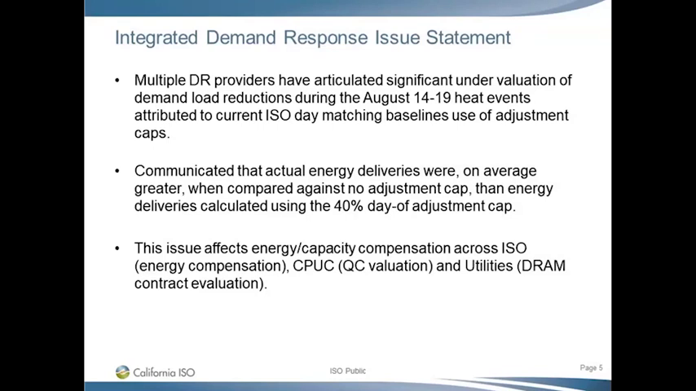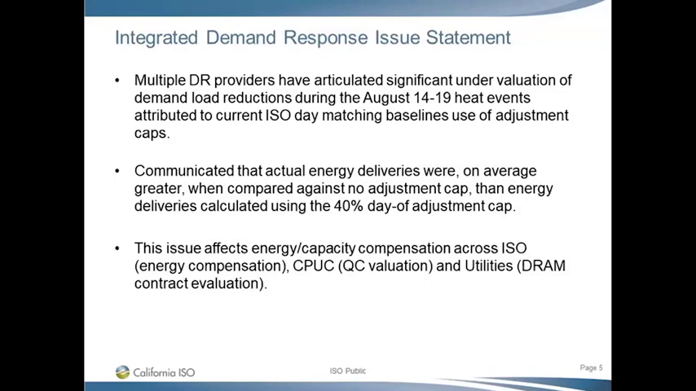And there has been specific focus and identification that this can be attributed to the current day and weather matching baseline's use of the adjustment caps, which are set at 20% for our non-residential customers and 40% for our residential customers utilizing the day matching baseline methodology. And we have heard that the actual deliveries were outside of these and much greater when these caps were lifted and when they were not calculated using these adjustment caps.